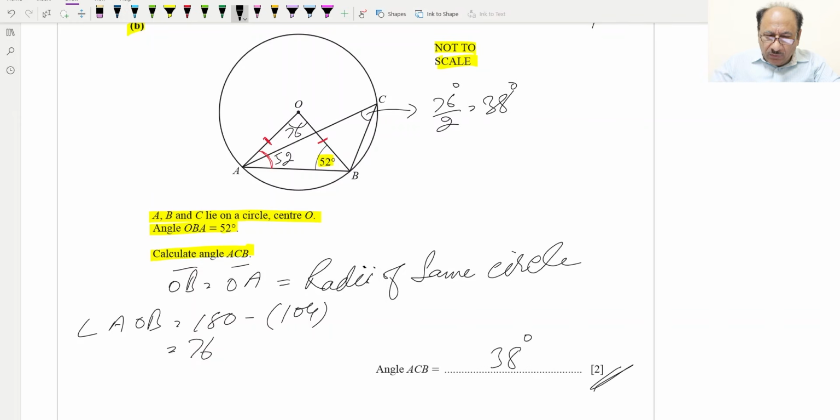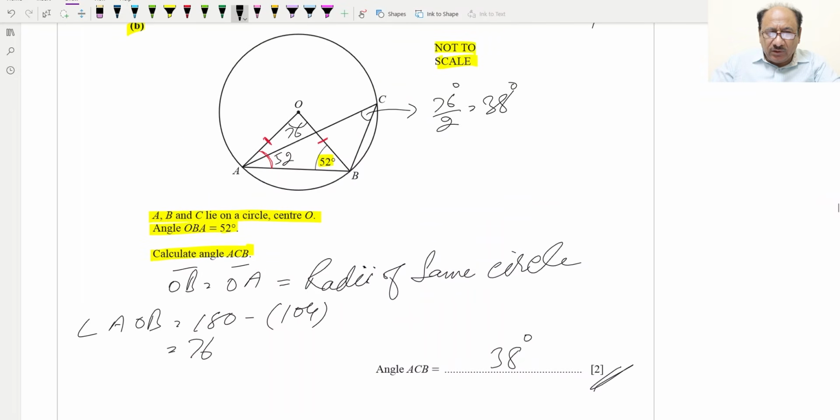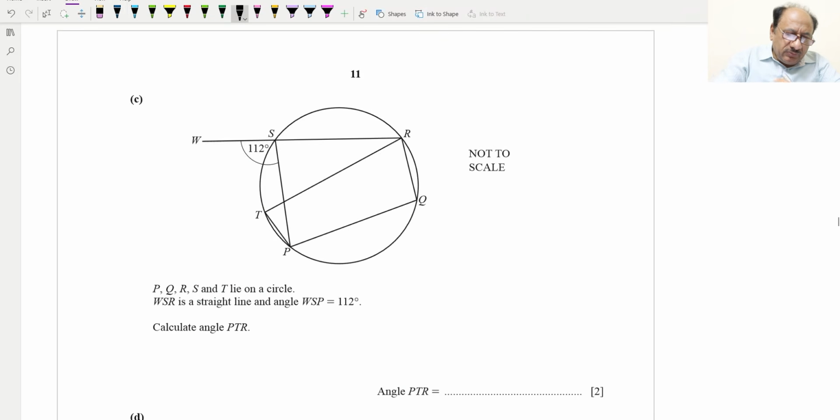Two more questions. More detail is not required. I have explained each and everything, even the rules, whatever I have used. Hopefully you understood this. Now question, same question, C part.